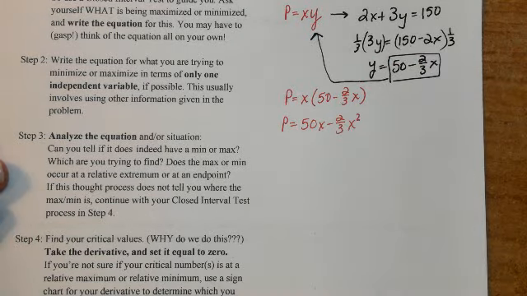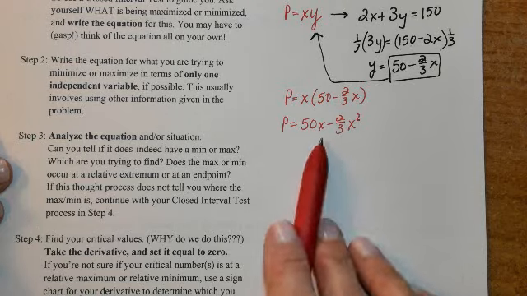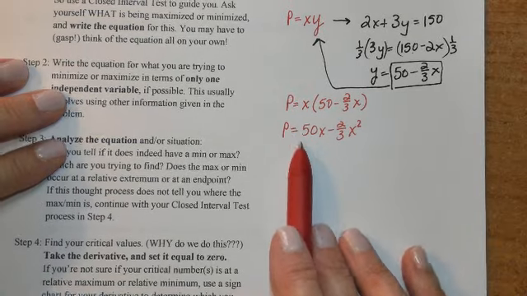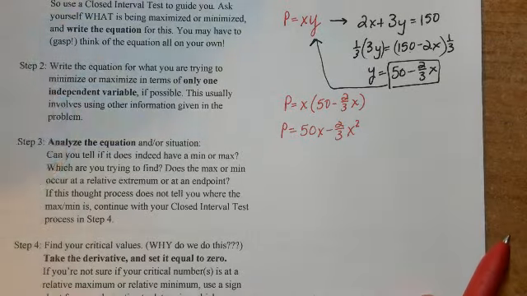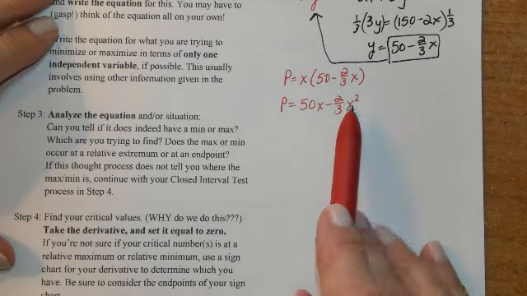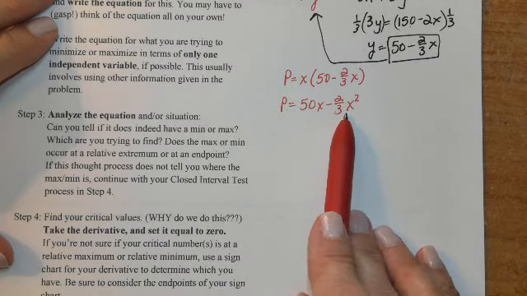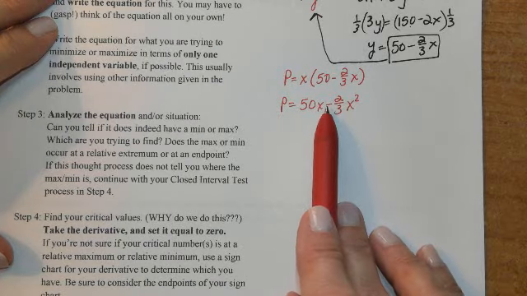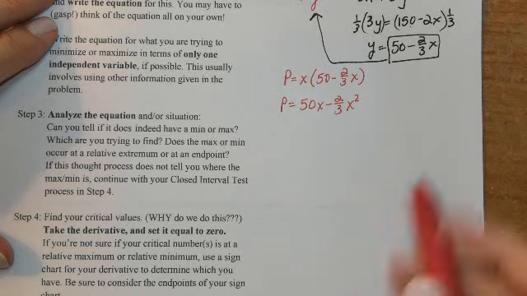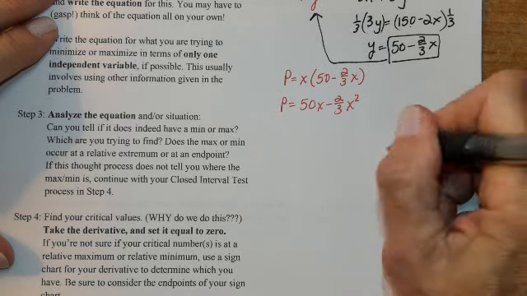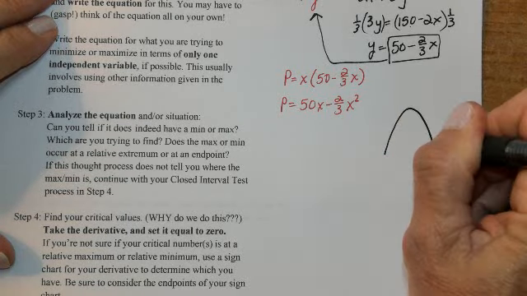And now not only can I take a derivative easier, but I can see, what does the graph of this look like? It's a little quadratic, so I know it's a parabola. It has a negative x squared term, so it's a parabola, and it's pointing down.